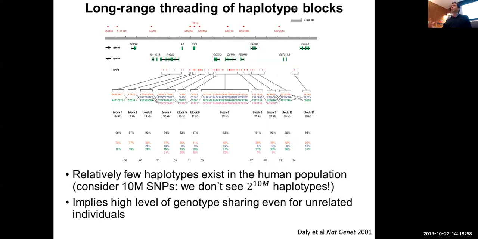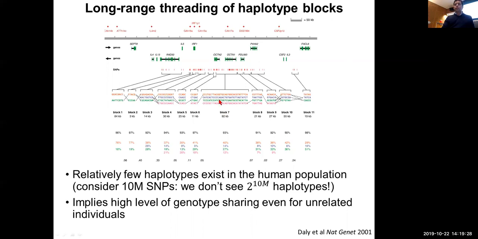Here's what these haplotypes actually look like. As you scan along the genome, you basically have genes here, and then you have SNPs, all of these little red dots. And it turns out that all of these SNPs are inherited as a block because there's no recombination hotspots between them. There's one here, there's one there, but that whole thing is a block, okay? And then that whole thing is a block, and that whole thing is a block. So what does that mean?